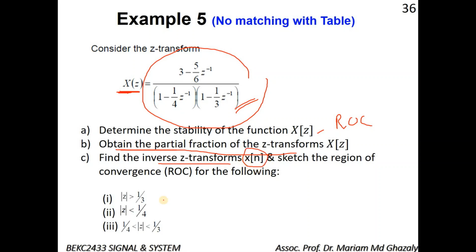And then it says here to sketch the region of convergence for the following: when you have |z| more than 1/3, |z| less than 1/4, and |z| between 1/4 and 1/3.